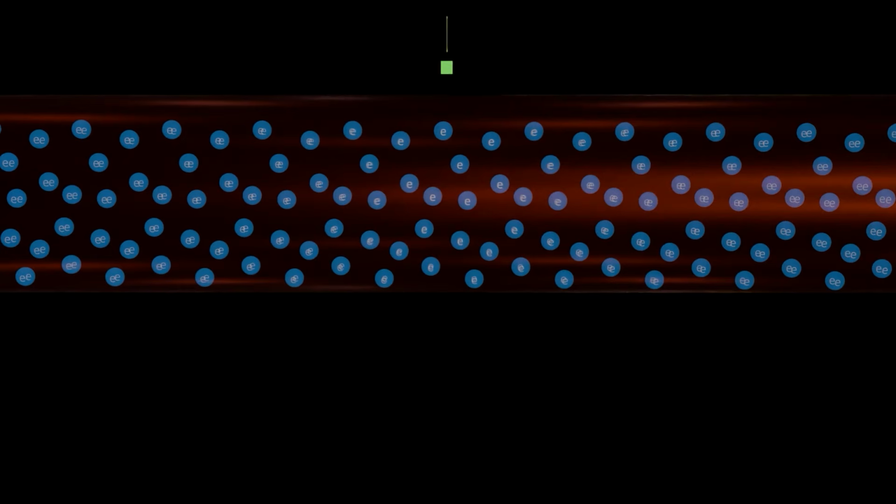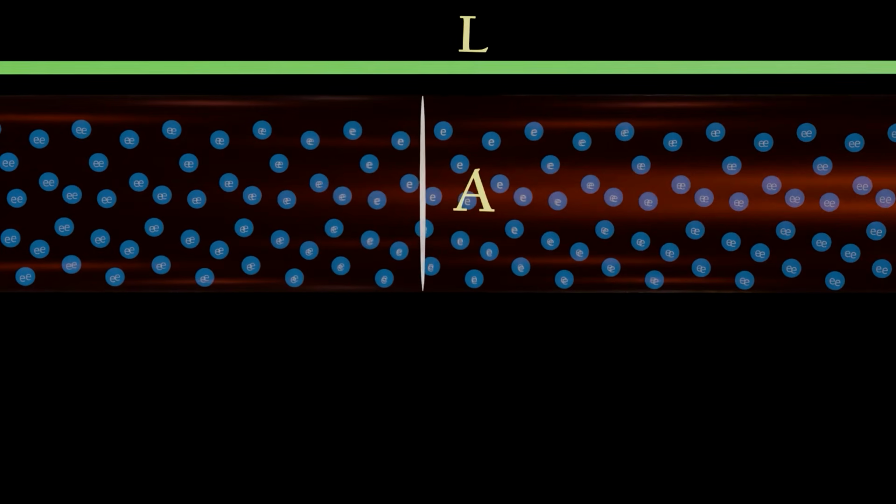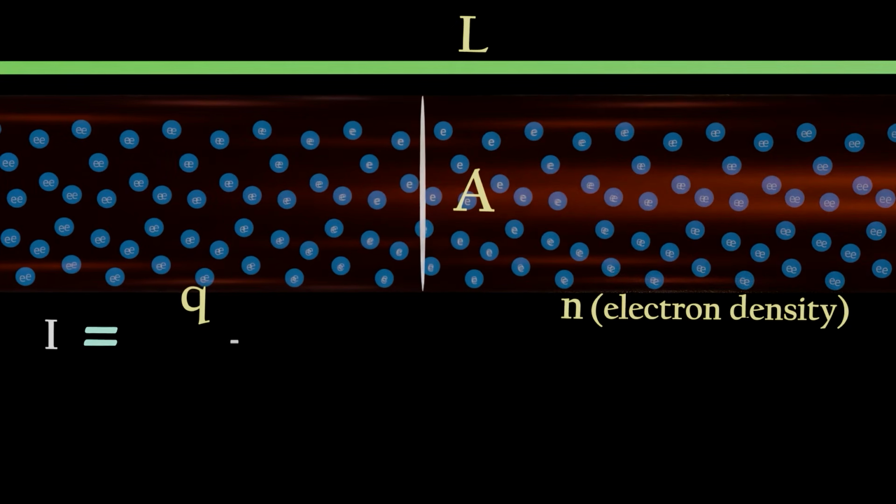Consider a conductor with length L, cross-sectional area A, and electron density n. Here n is not the total number of electrons, it represents the number of electrons per unit volume. We know a basic relation: current I equals Q over t, where Q is the total charge and t is time. First, we need the total charge present in the conductor. How do we find that?